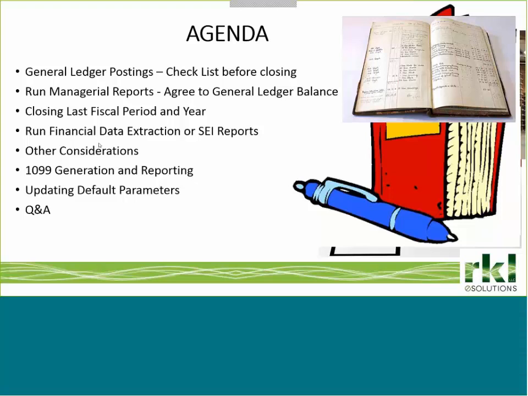We'll talk about running the financial data extraction reports, or most people have the SEI reports. We'll go through some other considerations that you might consider doing at year end. We'll talk about generating 1099s and then reporting them to the IRS. Talk about some default parameters that you'll probably want to update in the system once 2018 rolls around, and we'll also have a question and answer period at the end.